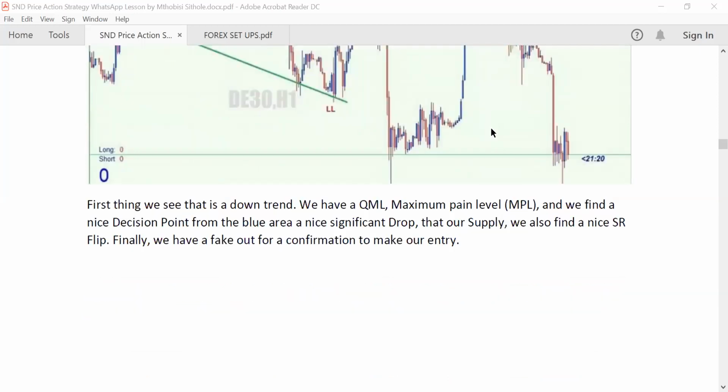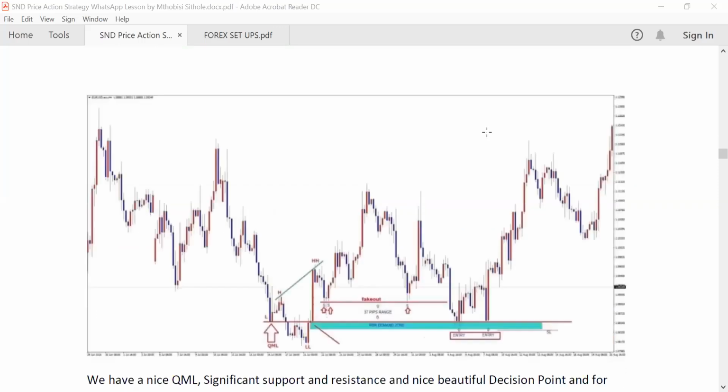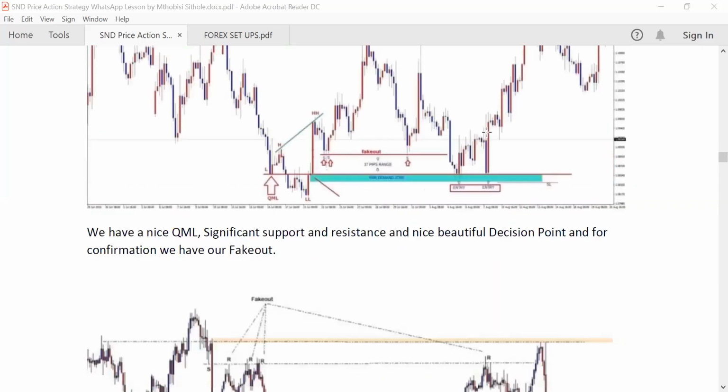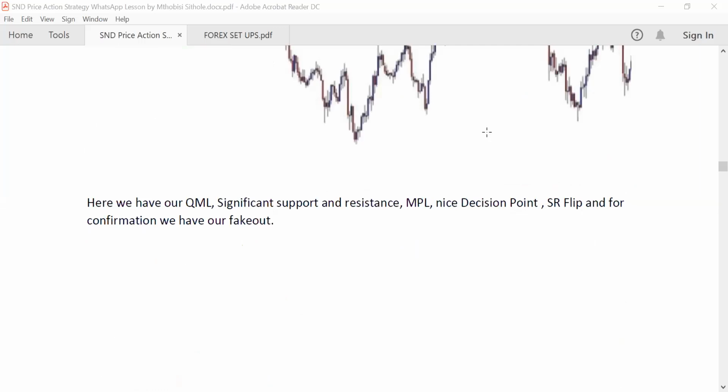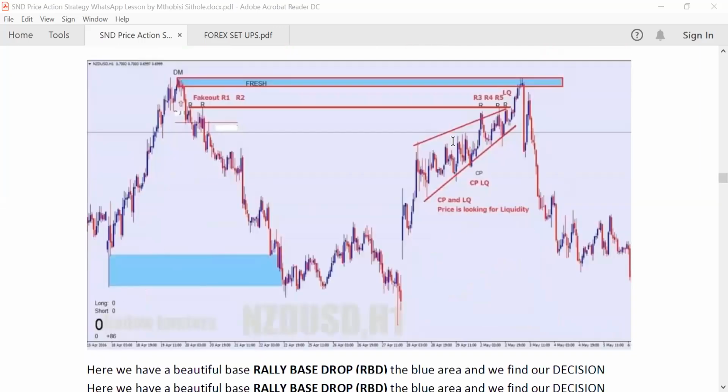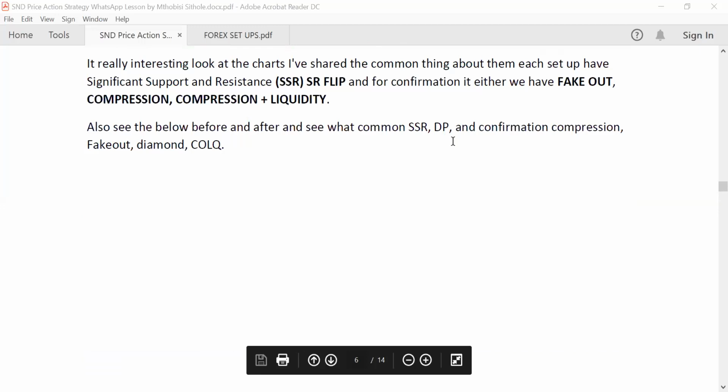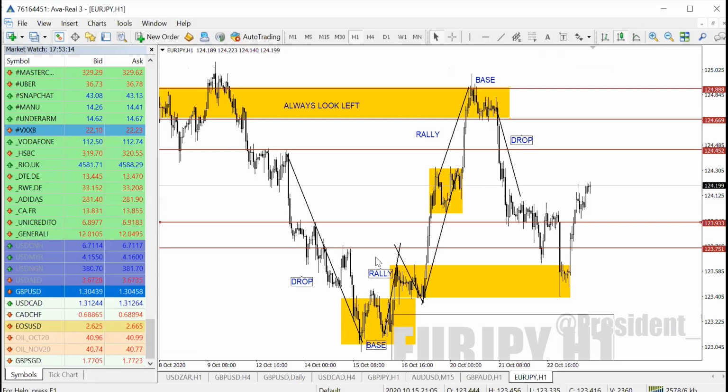Okay, I think we saw the same pattern on, I think we did an analysis on Euro JPY. Yeah, Euro JPY. Okay, let's just take a look at that chart. Where is Euro JPY? Okay, let's look at that. This is Euro JPY. Okay, perfect. Okay, let's look at the 4-hour chart.